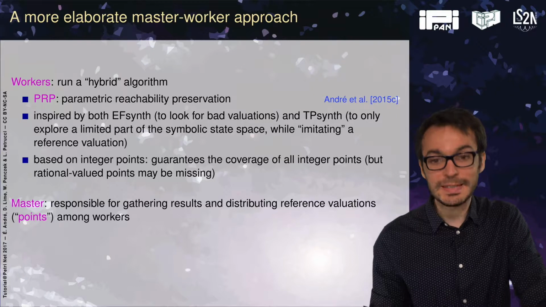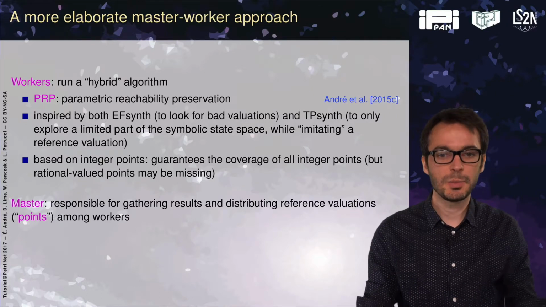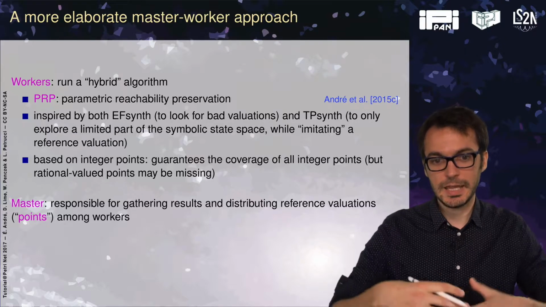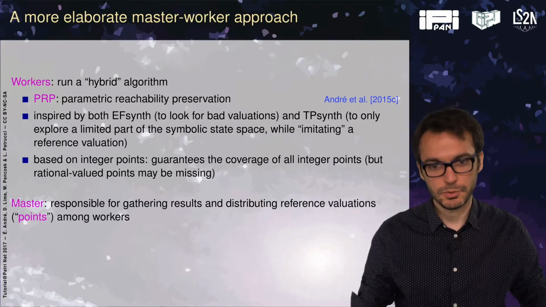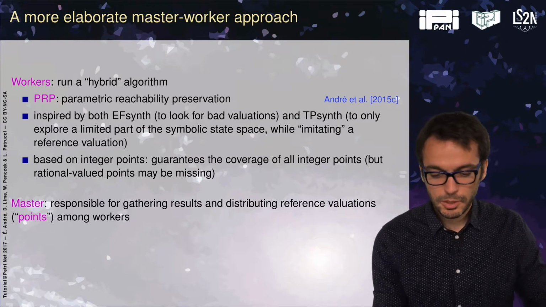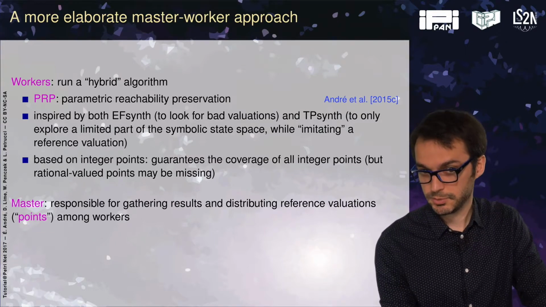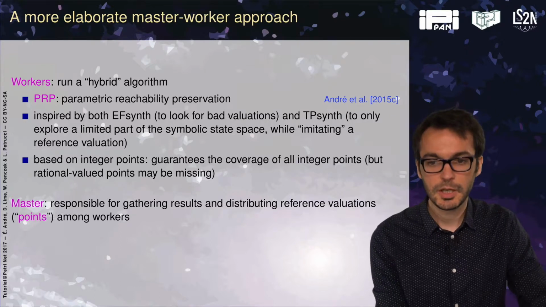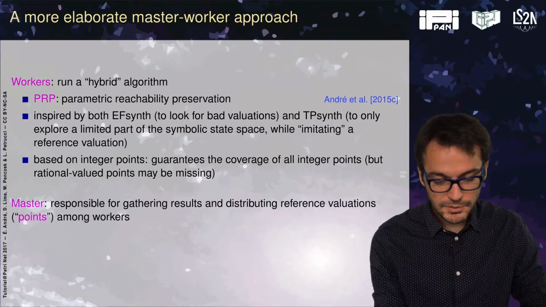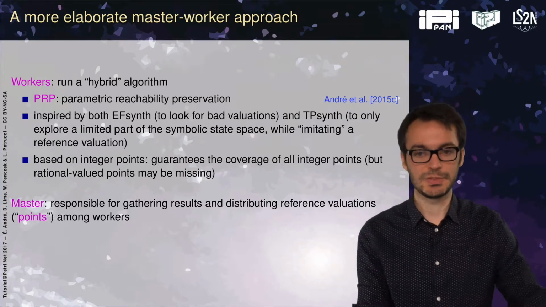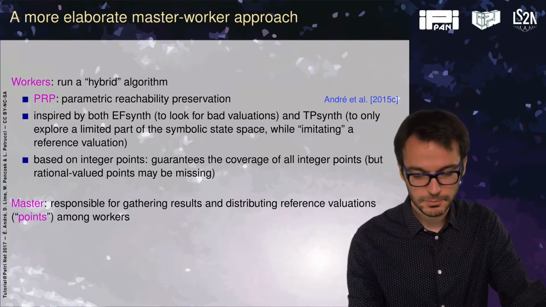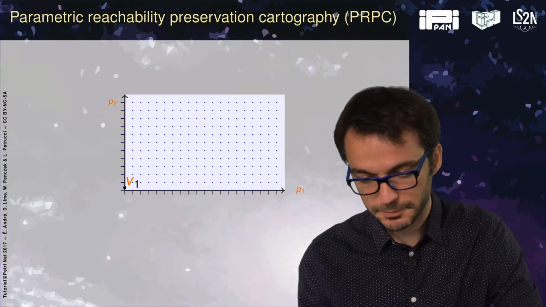It is based on integer points, meaning that we will iterate on integer points and try to find constraints that generalize the behavior of one integer point. So overall, in theory, we only guarantee the coverage of all integer points, so rational values may be missing. In practice, we get most of the domain and often all of it. And then the master will be responsible for gathering results and distributing reference valuations, the points, among the workers. And this actually is not an easy task.